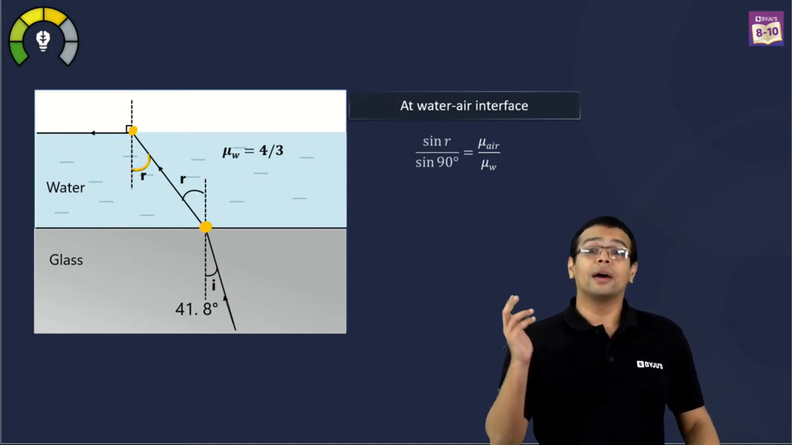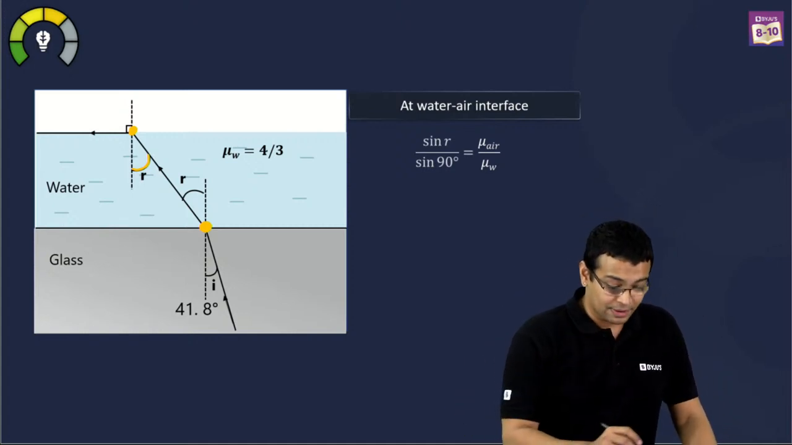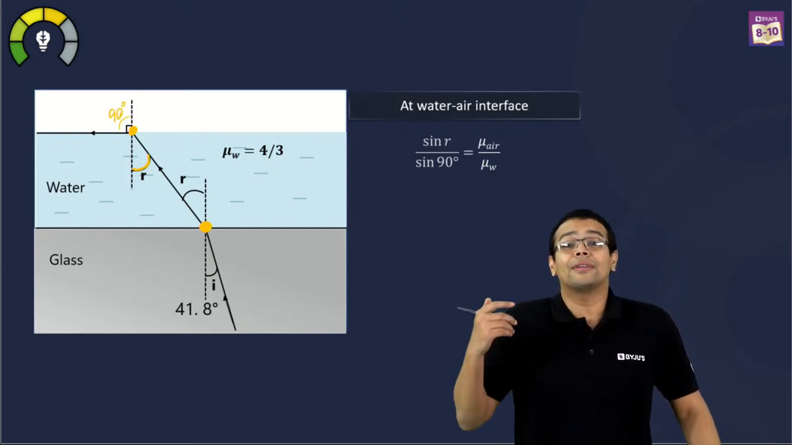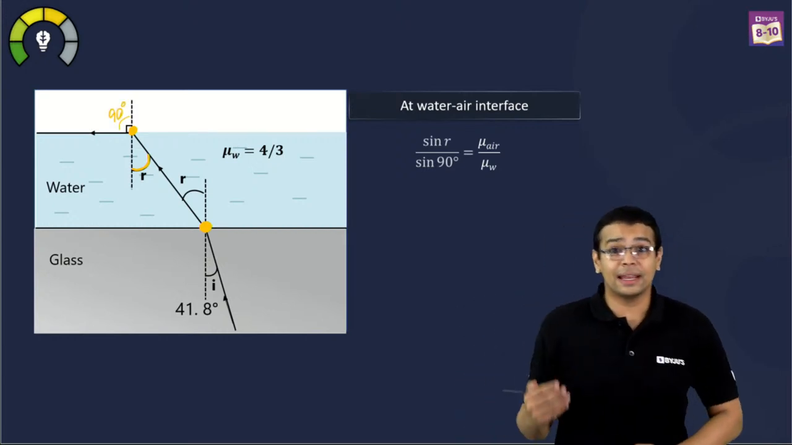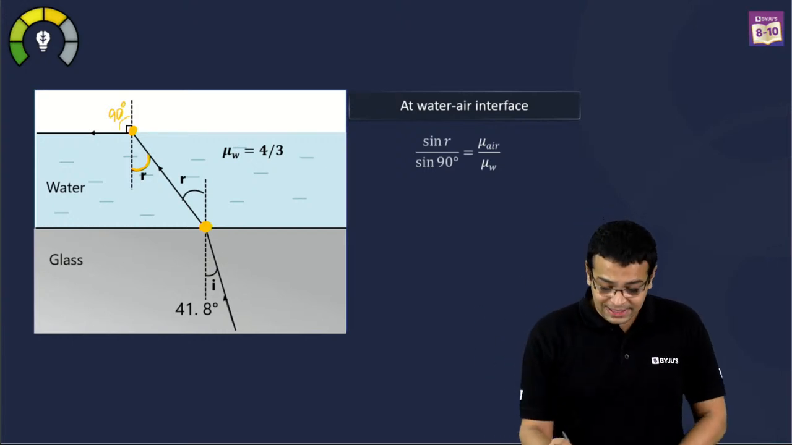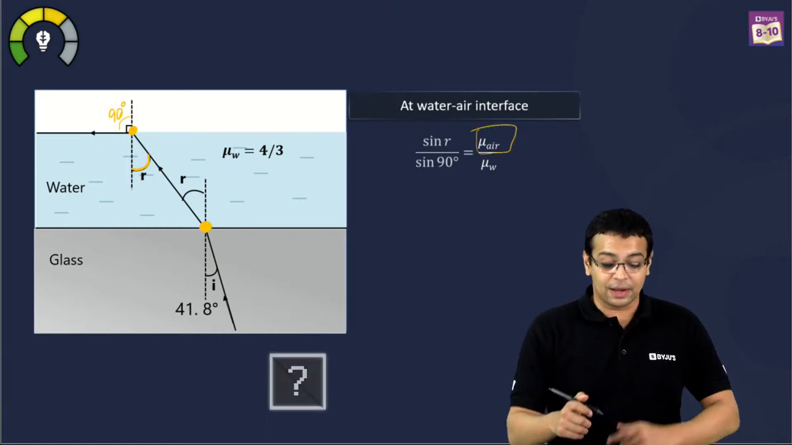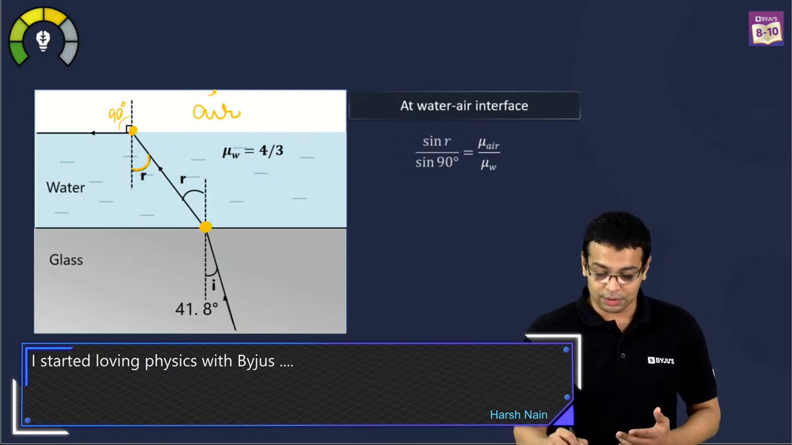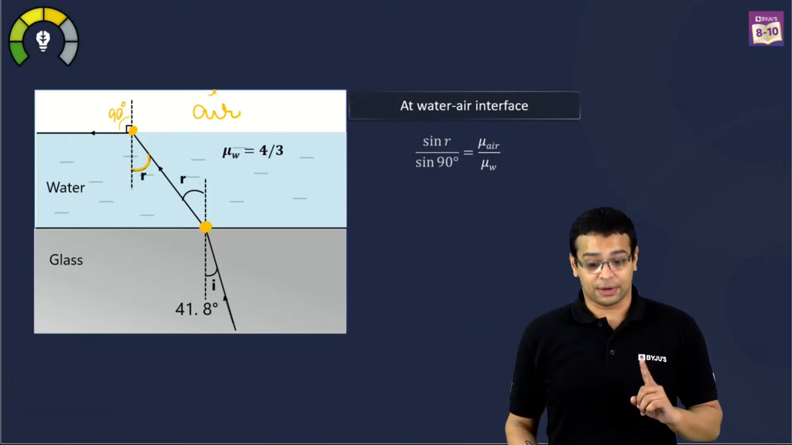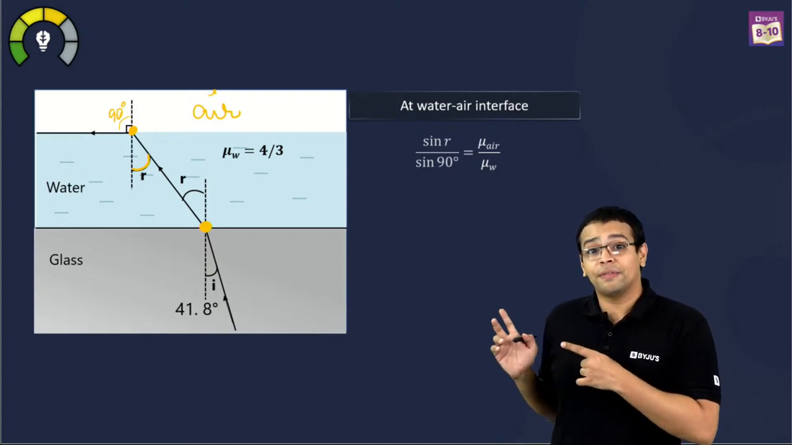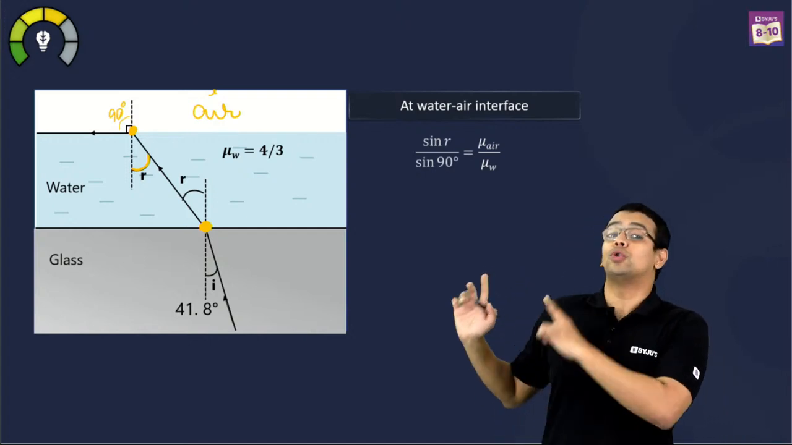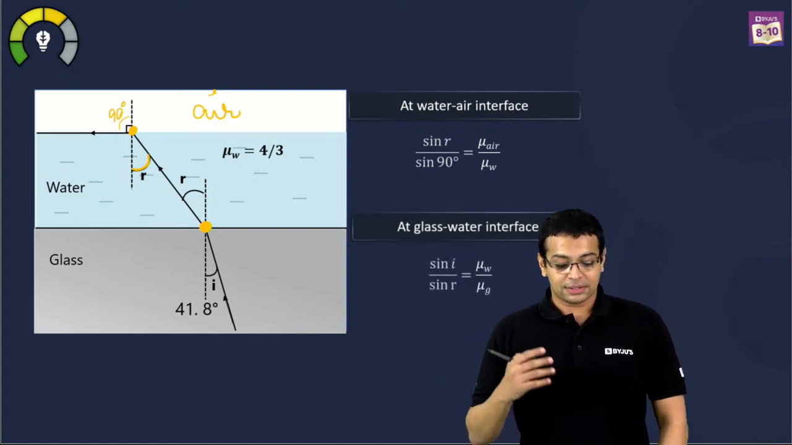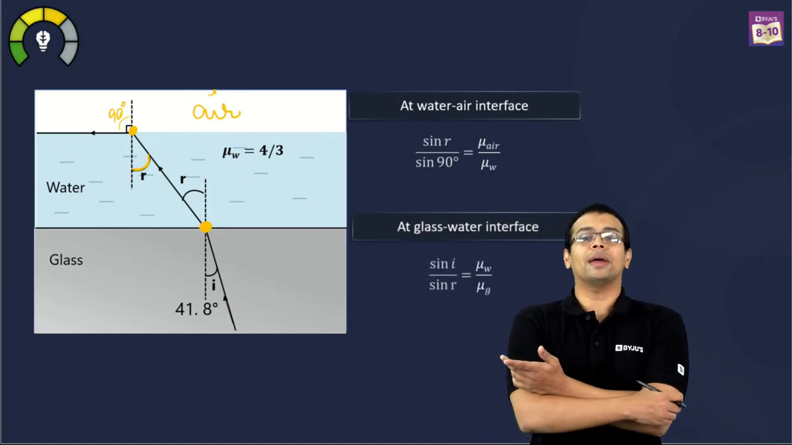What is the angle of refraction, or the refracted angle? Basically, with the normal, this ray is making 90 degrees, which means the angle of refraction out here is 90. Sine of 90. That ratio, according to Snell's law, is mu of the second medium, which in this case is air, divided by mu of the first medium, which in this case is water. Remember, this is relative refractive index. And what's happening at the bottom interface? It's from glass to water, right? The glass-water interface. Sine I by sine R is equal to mu water by mu glass.